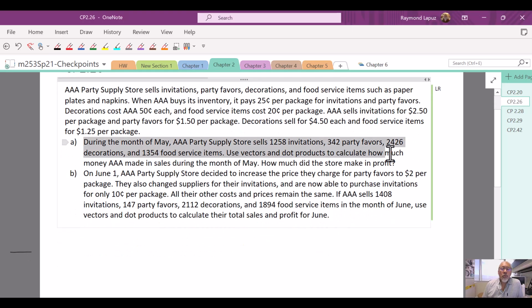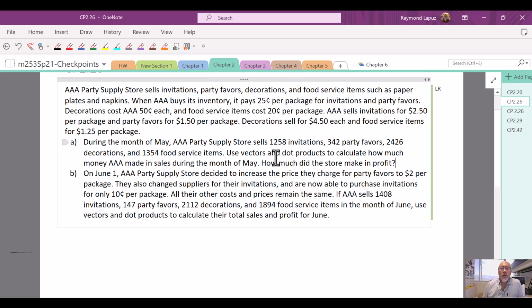All right, this is part one, which is actually an example given in the textbook. Part two is the actual checkpoint. So let's take a look at part one. During May, the AAA party supply store sells 1,258 invitations, 342 party favors, 2,426 decorations, and 1,354 food service items.